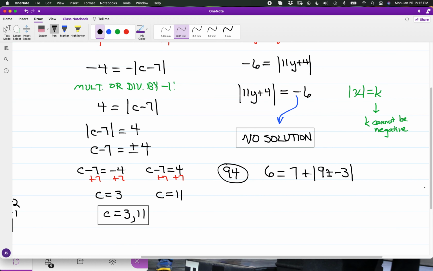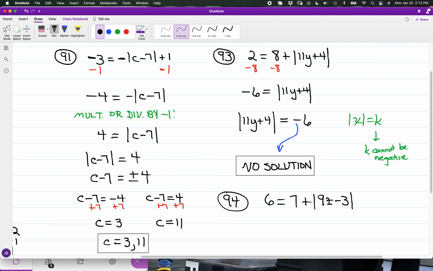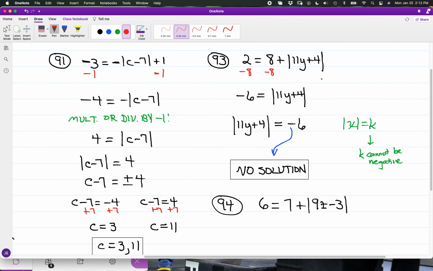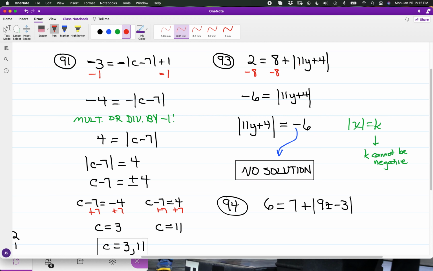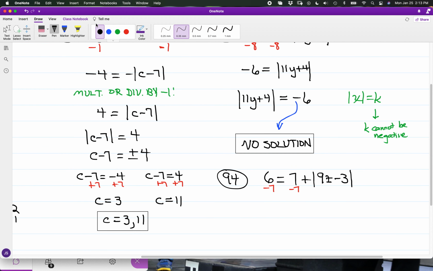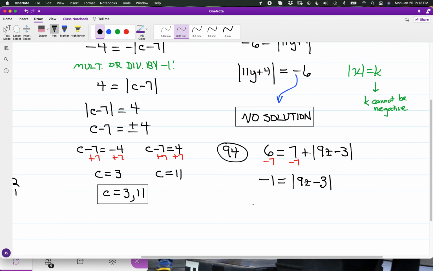Just a little bit of history repeating, different numbers but the same kind of follow through, because the setup is almost identical. You have a constant and an absolute value term, and to get the absolute value expression by itself, I'm just going to move this 7 over, and here we have 6 minus 7, which would be -1, equal to the absolute value of 9z minus 3, and just switching the order.